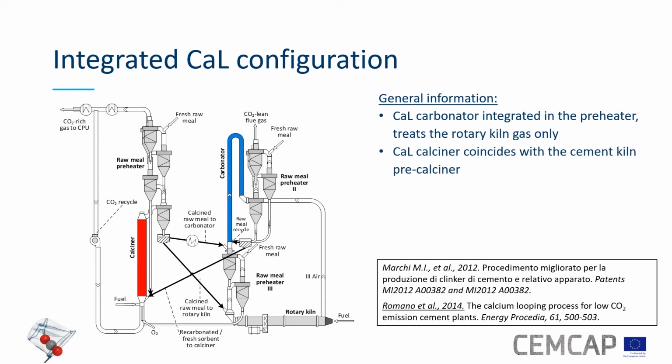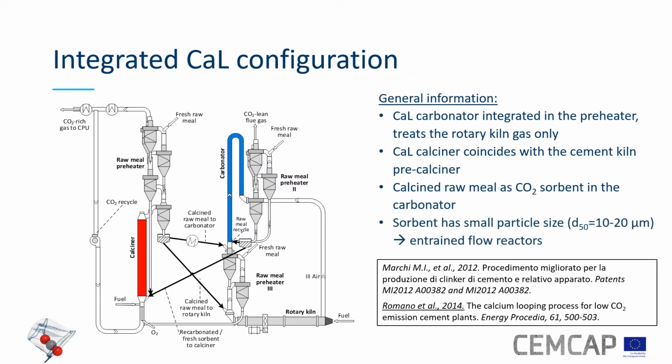On the other side, on the left in red, you have the calciner, so the calcium looping calciner coincides with the cement kiln precalciner, which is an oxyfuel precalciner. So the calcined raw meal, which is originated in the precalciner, is split into two. One part is sent to the carbonator for CO2 capture. The other part is sent to the rotary kiln for clinker production. So the sorbent here is not relatively pure calcium oxide from limestone, but it is calcined raw meal, which also contains silica, alumina, iron oxide, which are normal constituents of the raw meal fed to a cement kiln.